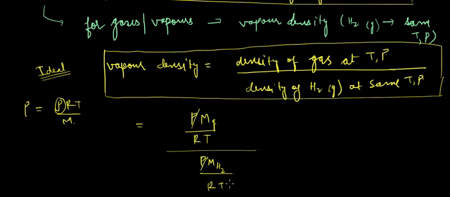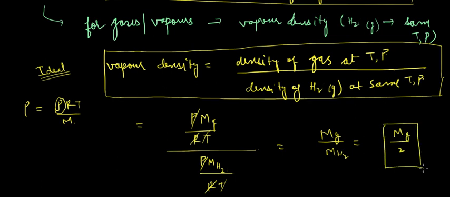Pressure and temperature are same, gas constant is same, hence vapor density is molar mass of gas upon molar mass of H2, or M upon 2 is the vapor density of any gas which is ideal at a given temperature and pressure. Okay, so with this we come to an end of this lecture. In the next lecture we'll be seeing some examples on the same.